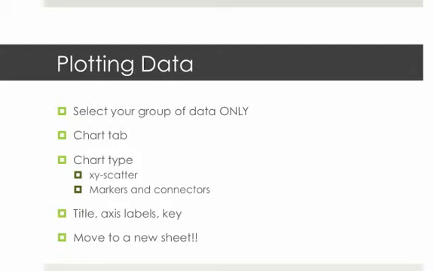90% of the time in this class you'll be using XY scatter graphs. Your only real choice in most cases is to decide whether to use just markers, which are just the data points, or to have a graph with the connectors in between. If you're trying to just show a relationship, the connectors make sense. If you're going to make a trend line later, using just markers makes more sense. Once you've created your graph, you'll need to add in titles, axes labels, and keys.